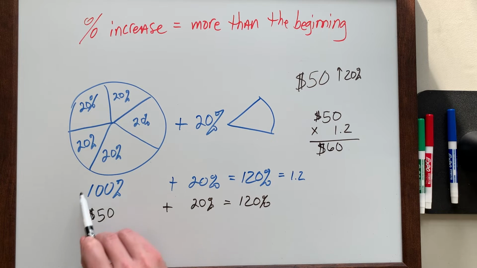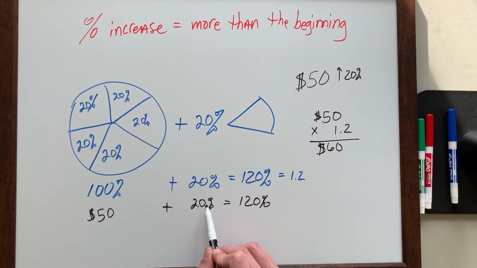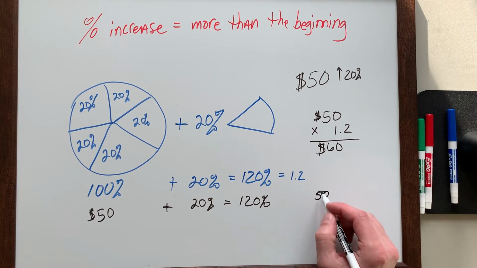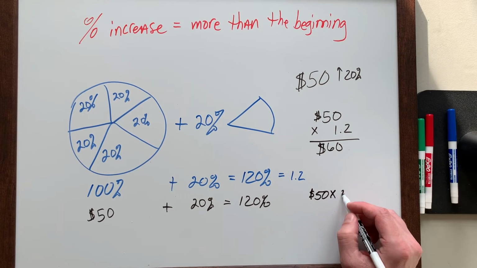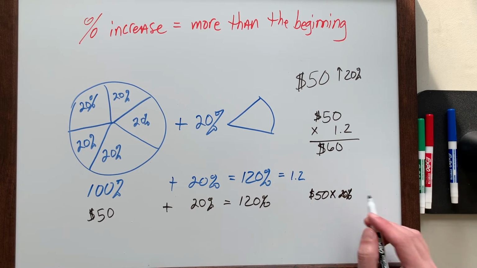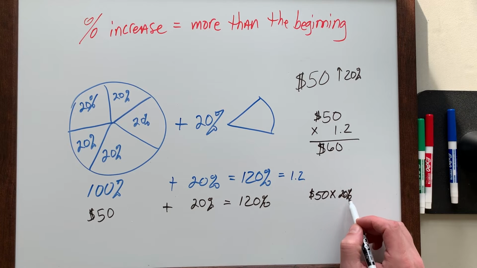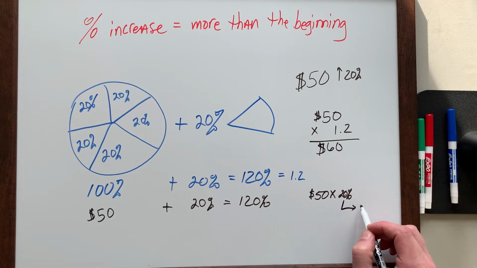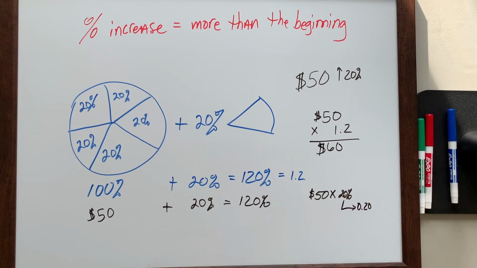The other way to do this is to recognize that if $50 was the whole thing, and then we want to add 20% more, well, we need to know what 20% of $50 is. Okay, $50 times 20%. Okay, well, 20% is the same if you move the decimal point as 0.20. Percentage, decimal, same value, okay? So if I take $50 and I multiply by 0.2, okay?